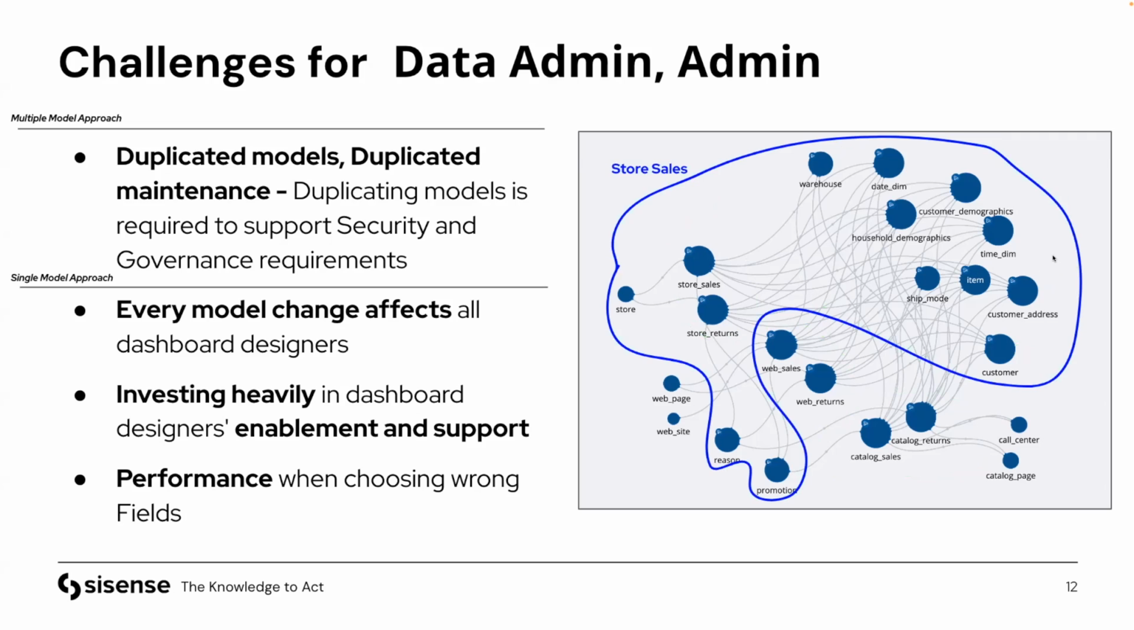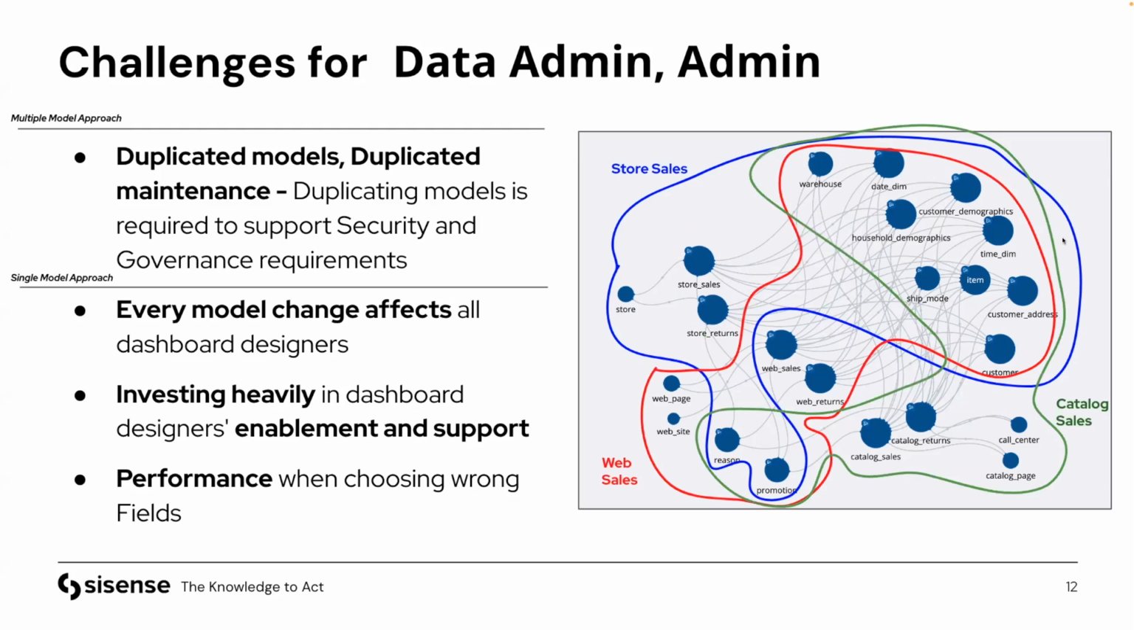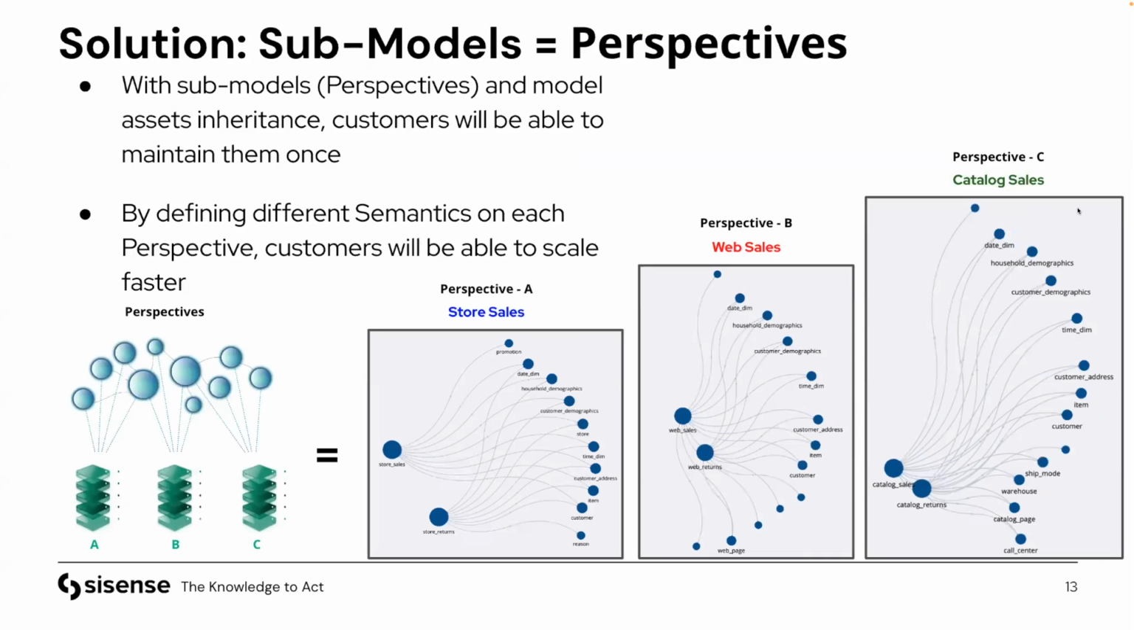And if you see, I will create 3 perspectives: 1 using store sales, 2 using web sales, and 3 using catalog sales. So I take this whole model as the root model. Root model is the term we use for the main data model that you used to have before Perspectives, right? That will contain all of the tables and all of the joins. And then you can create additional submodels called perspectives within the root model. So this is the solution for all the pain points that you saw on the previous slide.